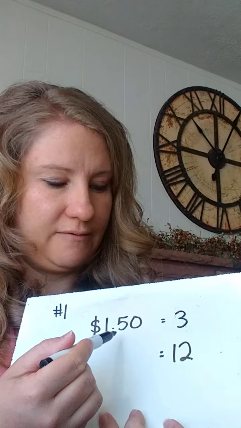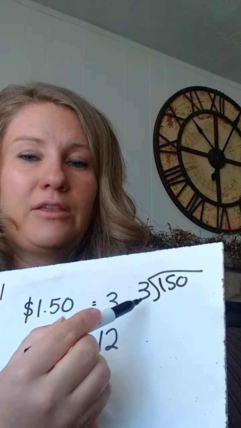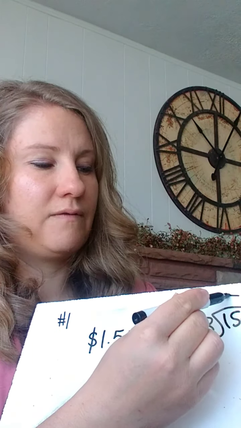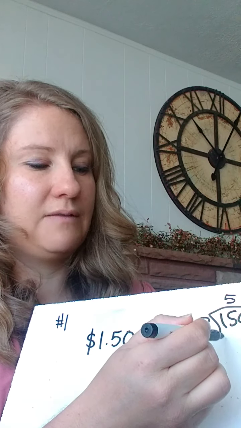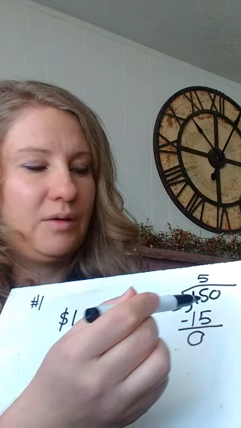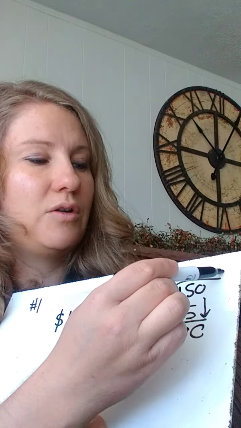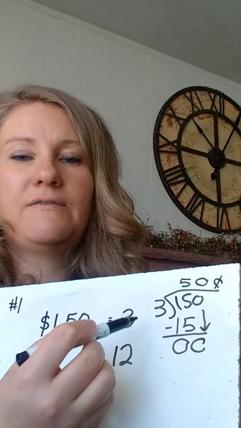So let's go $1.50 divided by 3, or 150 cents divided by 3. So I know that 3 goes into 15 5 times. 3 times 5 is 15. We subtract, I get 0. Bring down this 0. 3 goes into 0 0 times. So it's 50 cents to feed each person. So now I can take that 50 cents and multiply that by the 12 people we need.